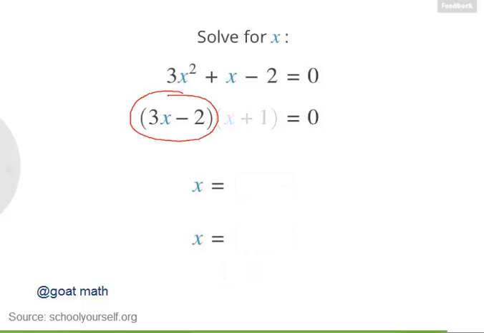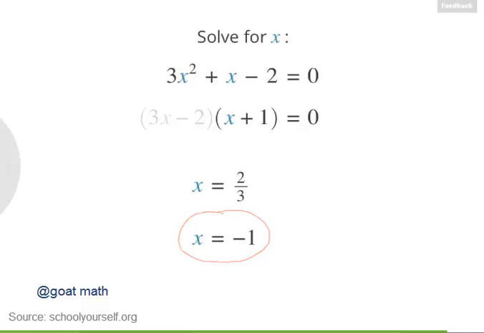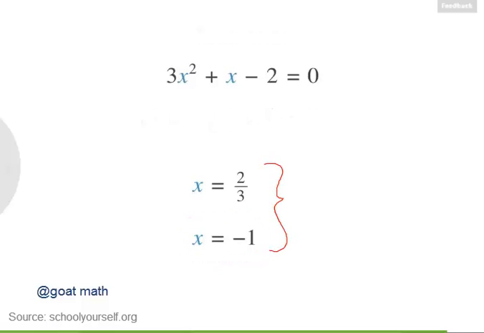Precisely, setting 3x minus 2 equal to 0, you found that x equals 2/3, so you got a fractional answer. And setting x plus 1 equal to 0, you found that x equals negative 1. Let's quickly double check these answers.